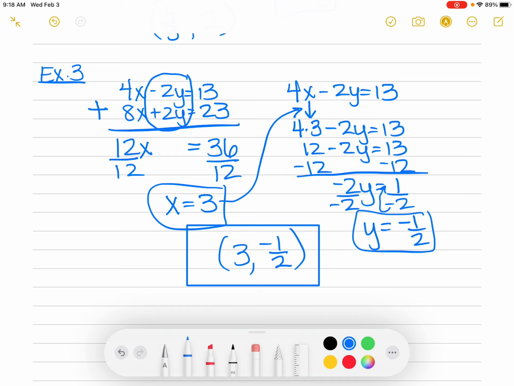Okay, that's it for today. So you're going to solve some problems with this addition method. Okay, that's it.